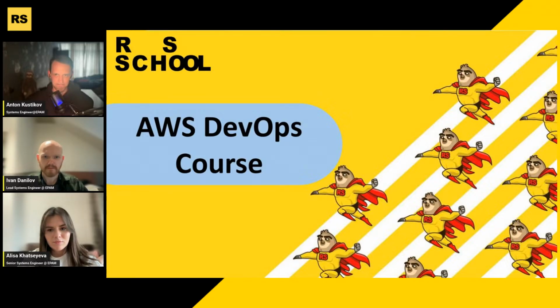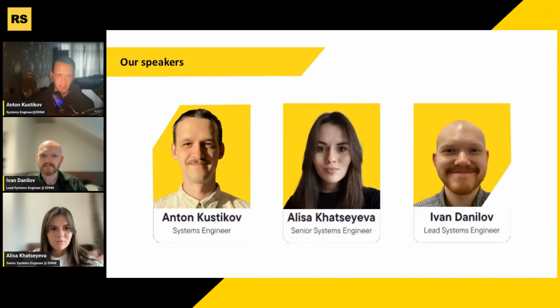So I think we are good to go. Hopefully everyone who wanted to join already joined us. Anyways, hello. My name is Anton, and I'm a systems engineer at EPAM. Today with me are Ivan Danilov, a lead systems engineer at EPAM, and Alisa, a senior systems engineer at EPAM. All of us are systems engineers, also known as DevOps engineers, and our duty is to take care of the software development and deployment lifecycle in our projects. Let's jump into the second slide: these are our faces, names, and titles. So hello, everyone, once again.